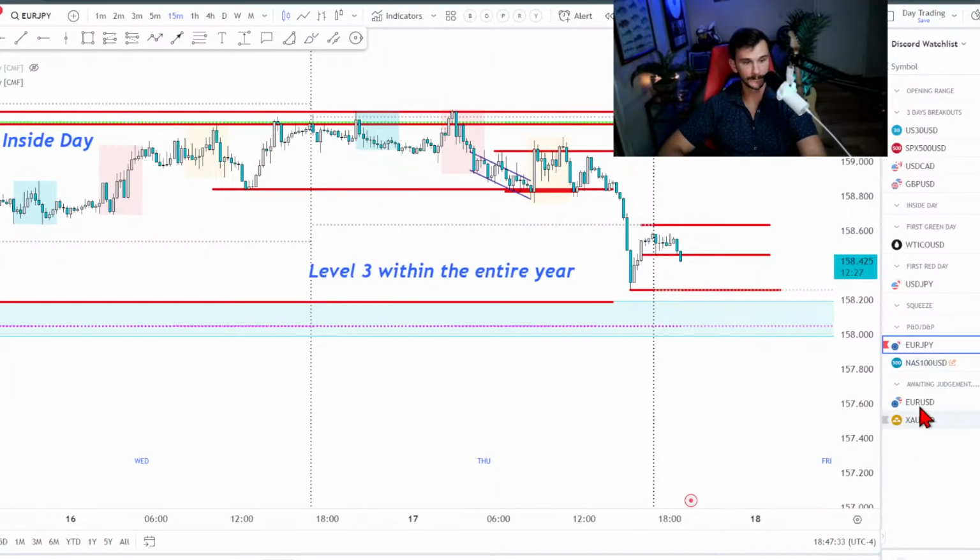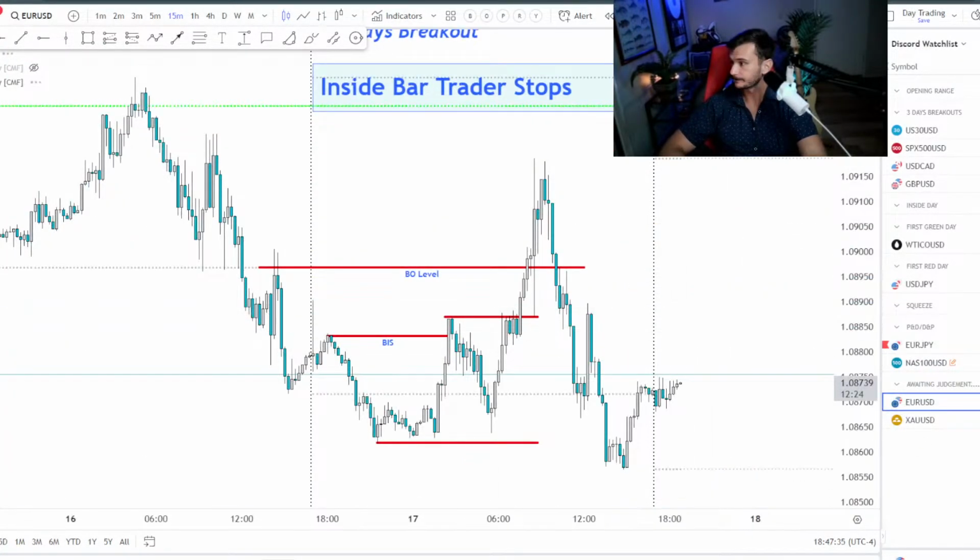All right. Cool. Euro USD. EJ hasn't been this high since 2008. A lot of pair JPY. Yeah. How about Euro USD? We're about to get there.